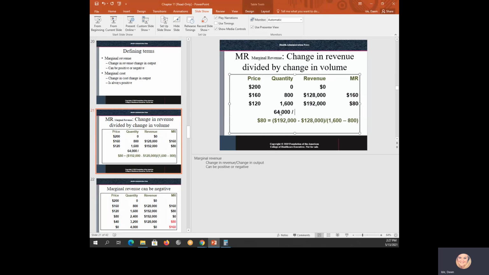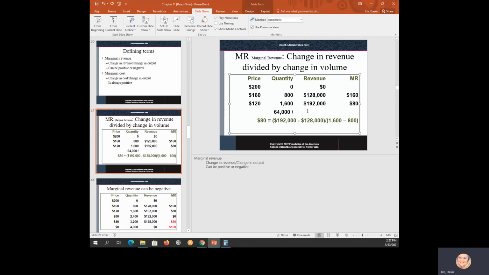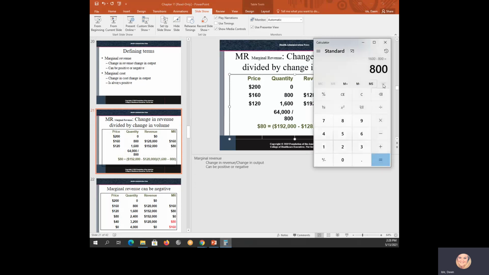64,000 divided by, and then you're going to do 1,600 minus 800. That's the change in quantity, which gives you 800. Let me move this over a little bit. It's not giving me a whole lot of playroom here. So 64,000 divided by 800 equals $80.